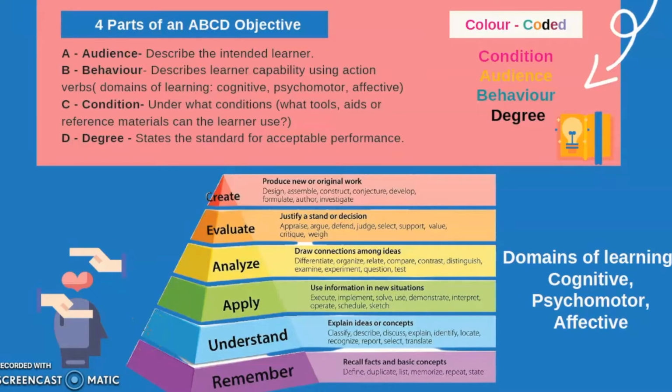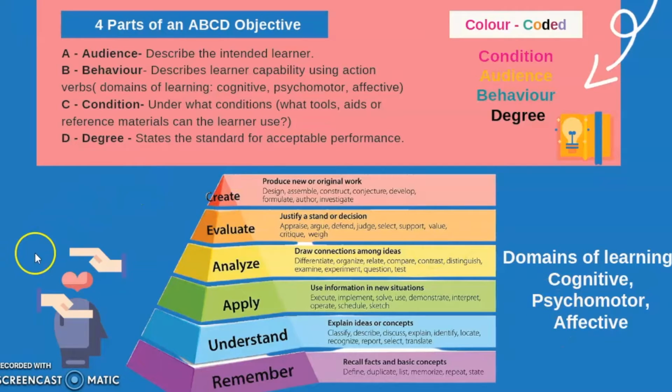Welcome to another video episode where we will be looking at the ABCD of writing SMART objectives. In our last video, we looked at the 4 parts of the ABCD, which was the audience, the behavior, the condition, and the degree. In today's episode, we are going to look at the domains of learning. And the domains of learning, you have the cognitive domain, the psychomotor domain, and the affective domain.